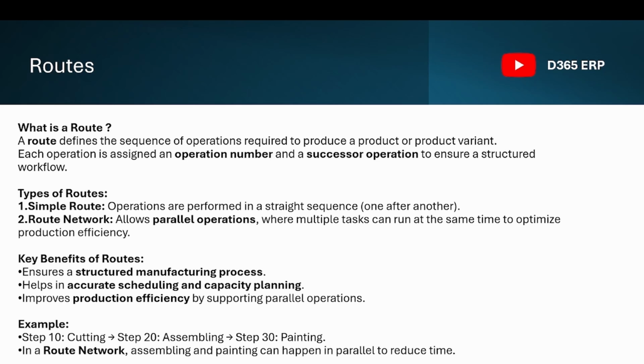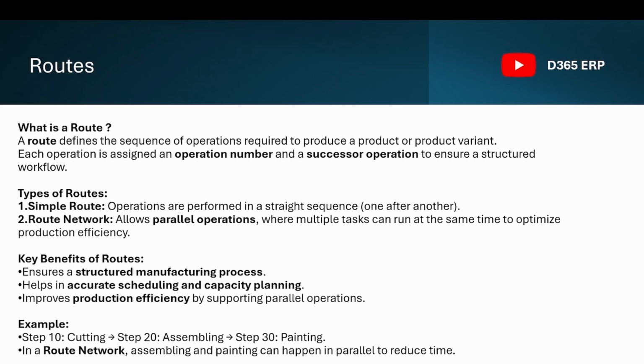In the route process we have two types of route. One is the simple route, where let's say you have four operations: operation A, operation B, operation C, and operation D. In a simple route, once operation A is completed, then operation B starts, and once operation B is done, operation C starts. But in some scenarios, like in a route network, it allows parallel operations. Let's say operation A is completed and B and C work in parallel. In those scenarios, the successor operation node is very important.